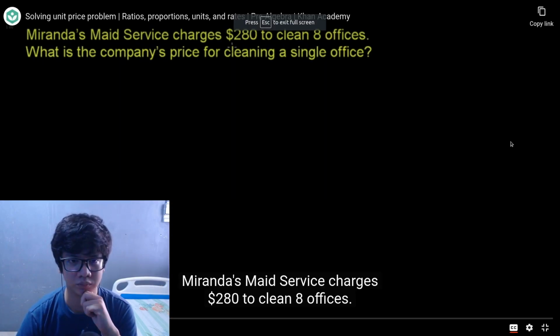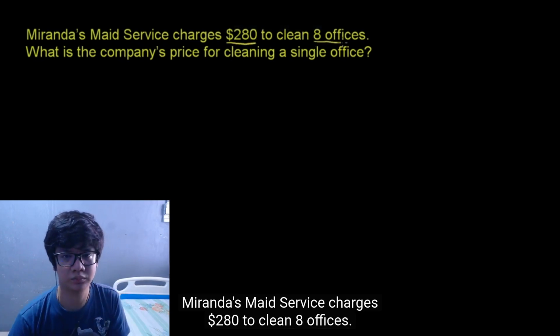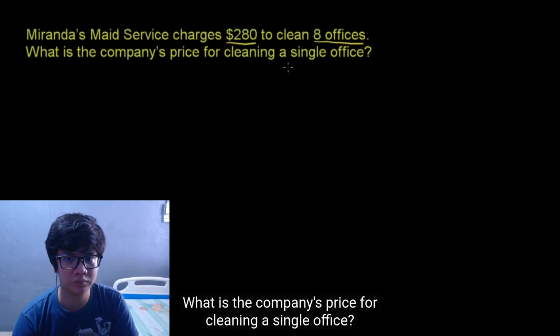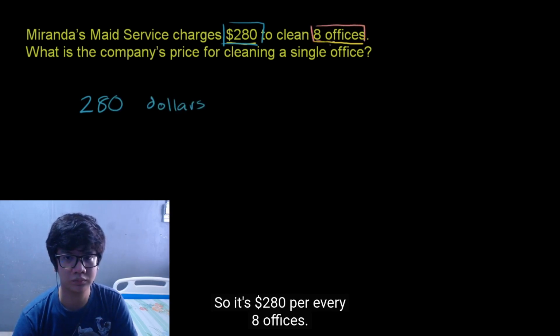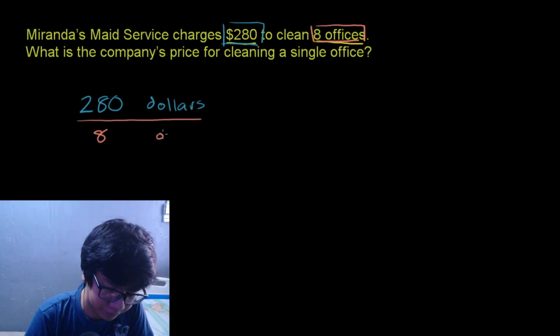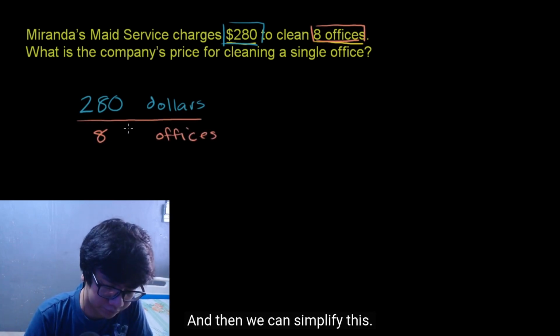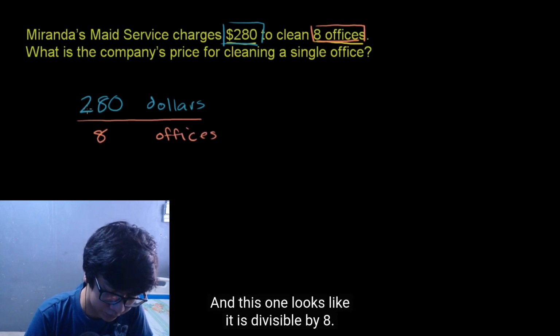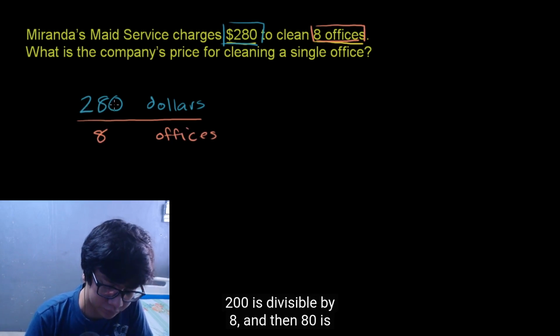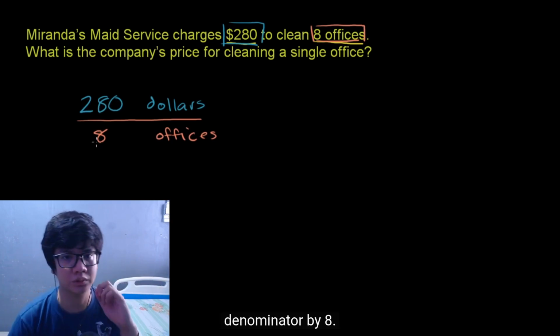Miranda's maid service charges $280 to clean 8 offices. What is the company's price for cleaning a single office? So they charge $280 to clean 8 offices. So it's $280 for every 8 offices. And then we can simplify this. Are both of them divisible by a common factor? And this one looks like it is divisible by 8. 200 is divisible by 8, and 80 is divisible by 8 as well. So let's divide both the numerator and the denominator by 8.